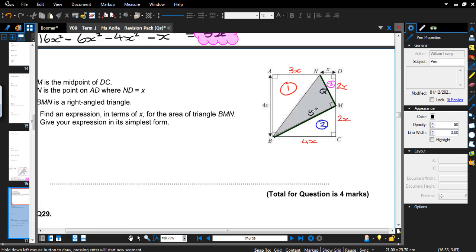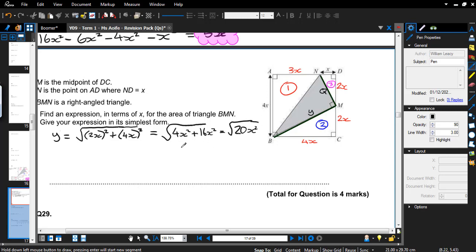So to get the hypotenuse of this triangle, we can say y equals the square root of (2x) squared plus (4x) squared. So it's going to be bracket 2x squared plus 4x squared. And that equals the square root of 4x squared plus 16x squared. And that equals root 20x squared, all under.